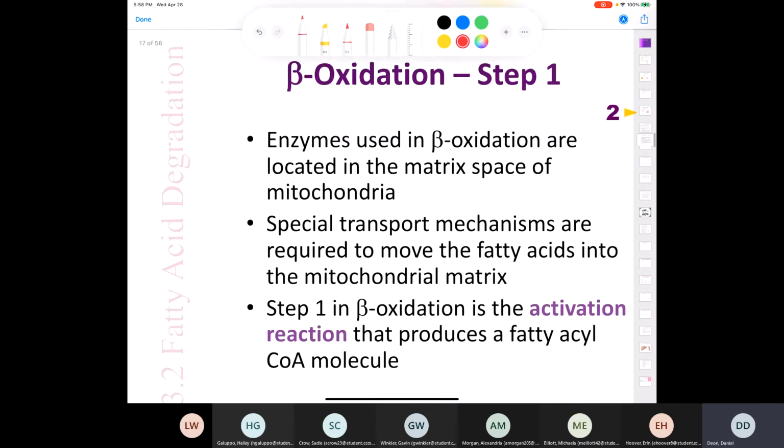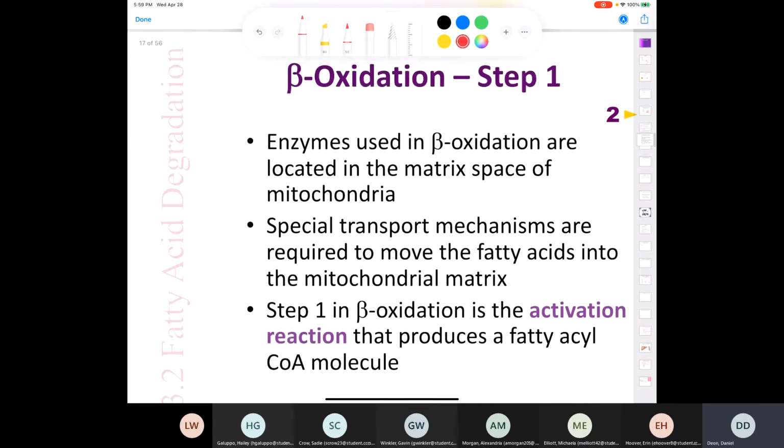Now, if you're not 100% sure what I mean by that, again, I promise that once we take a look at an example, it will become abundantly clear to you. So let's take a look at all the different steps here. Again, the first step is the activation step. The enzymes that we use for beta oxidation are located inside the matrix space of the mitochondria.